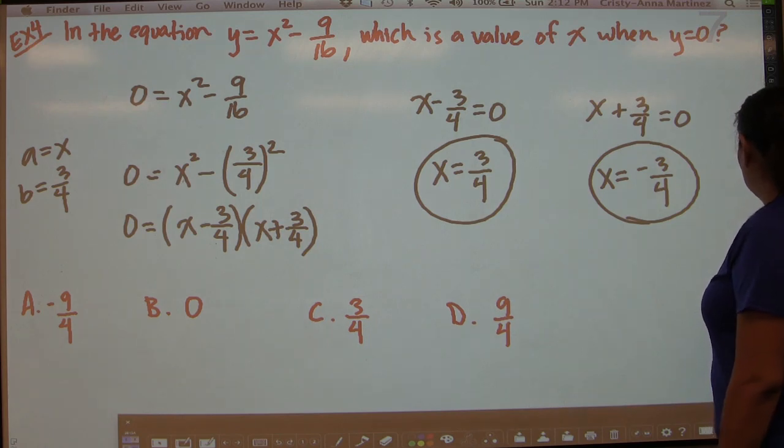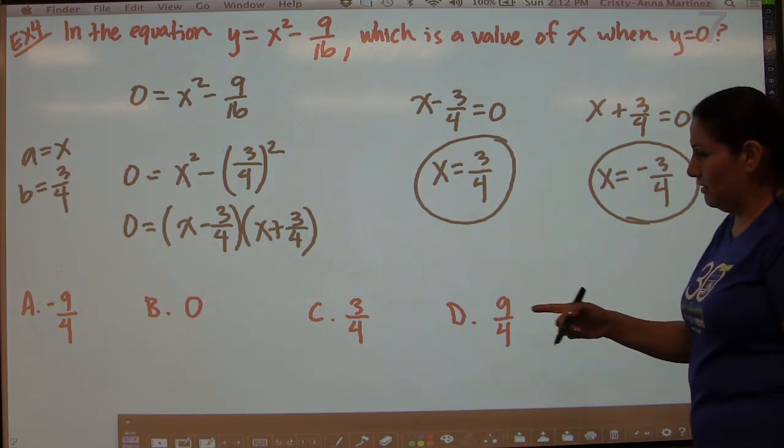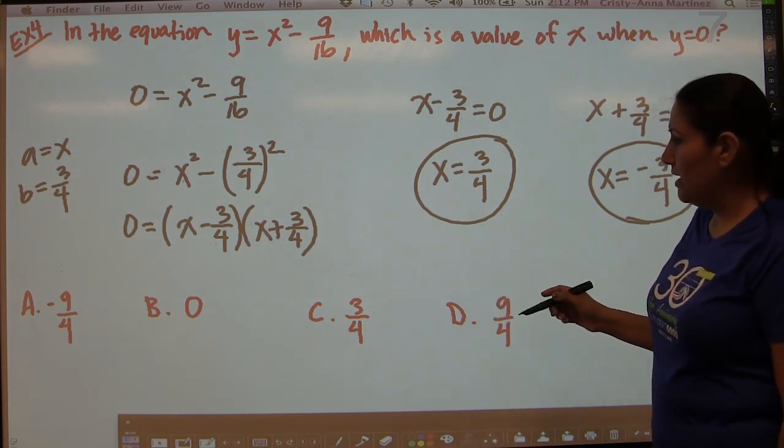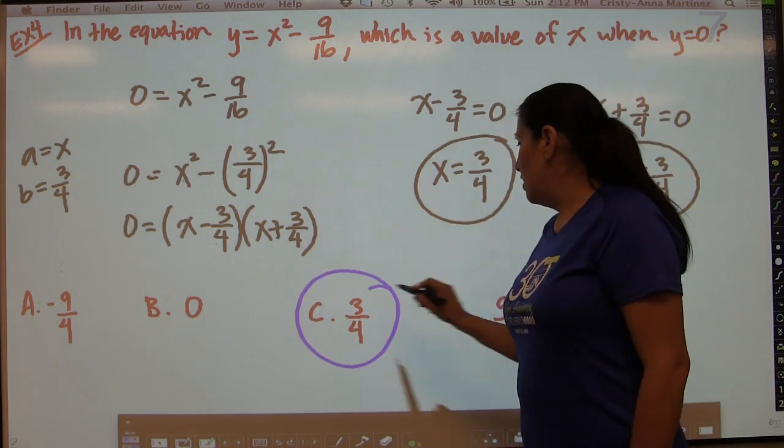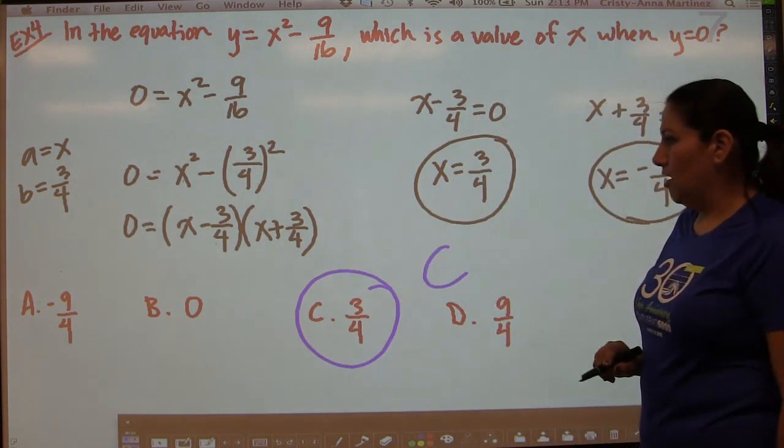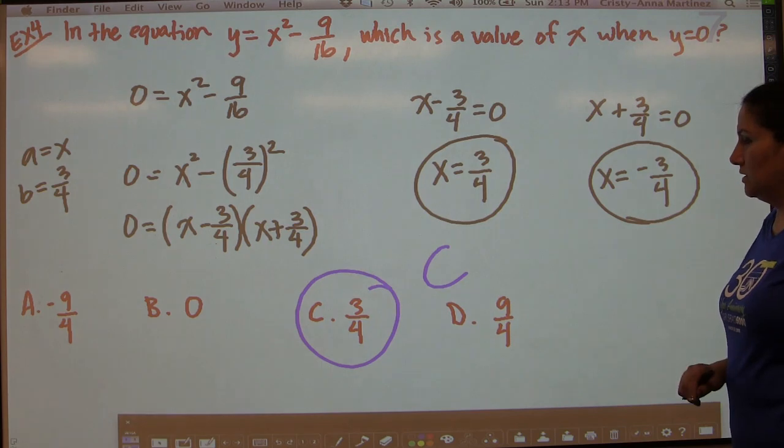And the only one of those options that is given in the solutions here is C. So our answer is C. A, B, and D are not options.